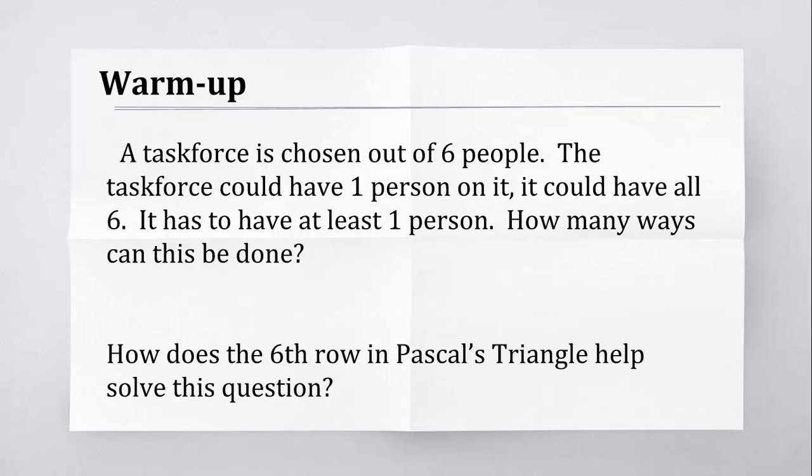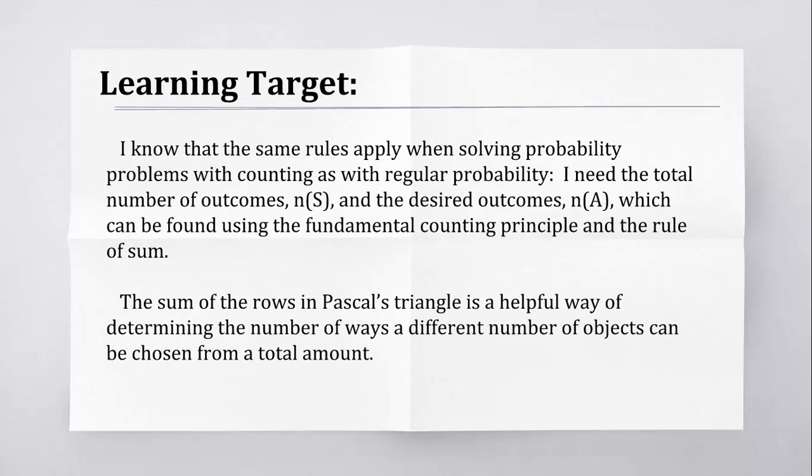This kind of follows up on the previous lesson in the practice. So the learning target today is, I know the same rules apply when solving probability problems with counting as with regular probability. You need the total number of outcomes, N of S, and the desired outcomes, N of A, which can be found using the fundamental counting principle and the rule of sum. This is not a learning target specific to this. I just wanted to write that out a little bit longer, just as a bit of a review. It's nice to look at these definitions again and talk about them. But really, the same rules that apply with regular probability apply with this probability.